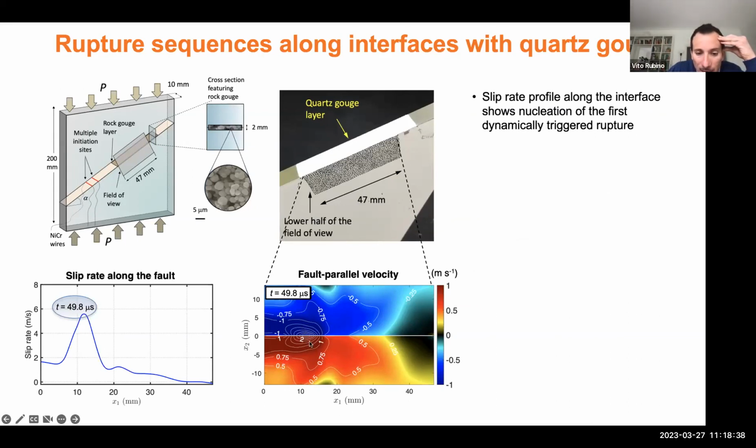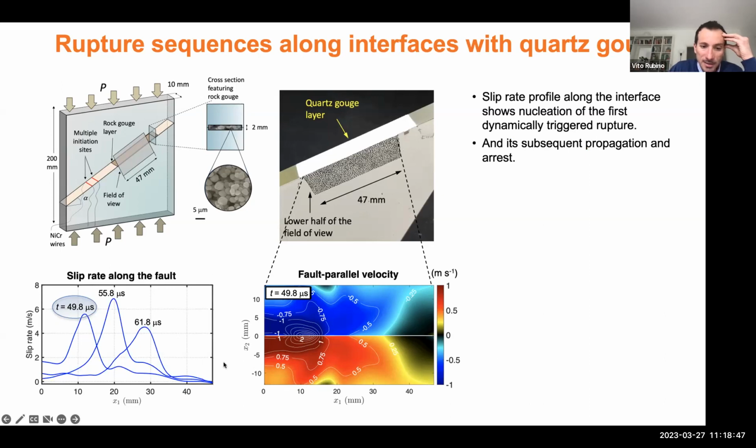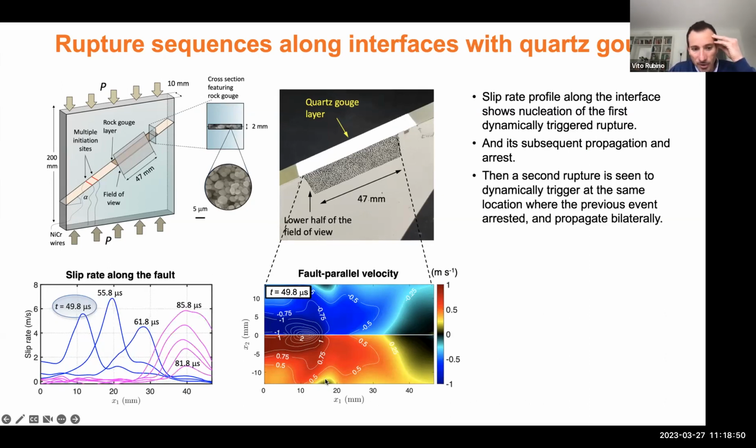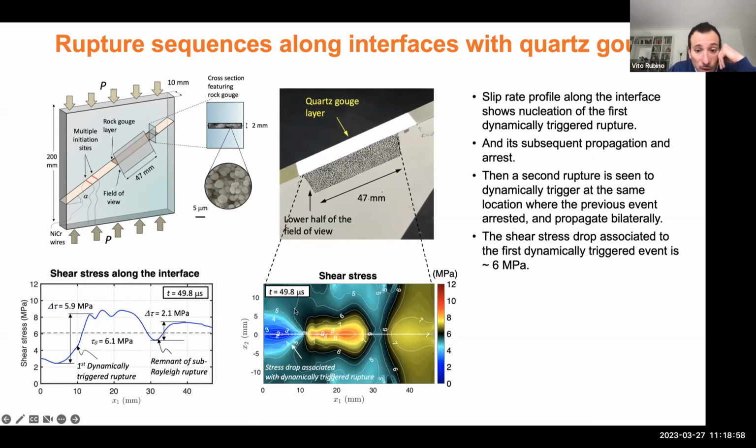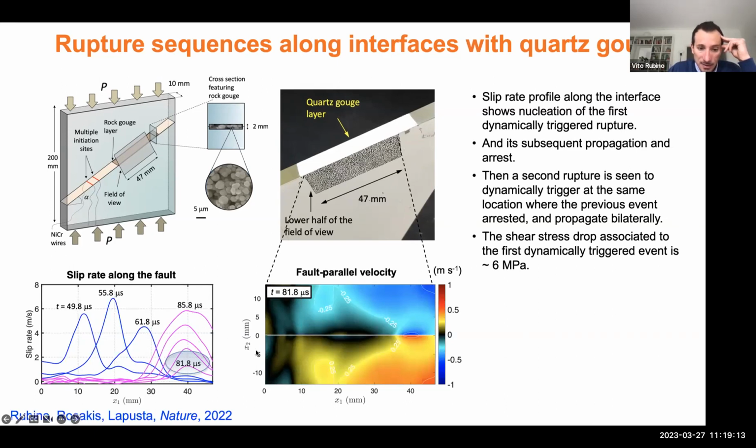Okay, so if we now focus on some snapshots, this is what we were looking at: a rupture which is dynamically nucleated within the gouge portion. Here is the slip rate that goes up and then propagates along the interface. And then at a location further ahead, the same thing happens: the rupture nucleates and propagates. We can also track the shear stress evolution. So here we have the remnant of the sub-Rayleigh rupture. And then here we have the big drop associated with this dynamically triggered rupture. And this is the kinematics of the last event that we saw nucleating at the right-hand side, right within the gouge portion.